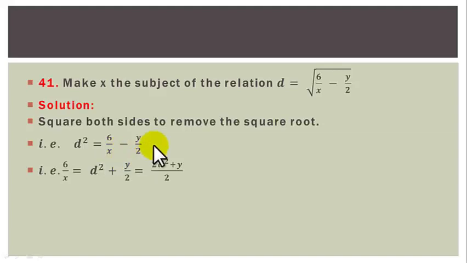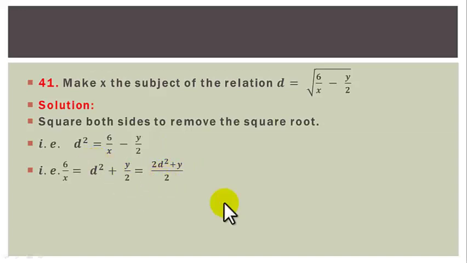That's when you take minus y/2 to the left hand side. We will have 6/x equal to d squared plus y/2. The LCM here is 2, so that 2 divided by 1 is 2 times d squared, that will give us 2d squared, plus 2 divided by 2 is 1 times y, that will give us y. So 6/x is equal to (2d squared plus y)/2.